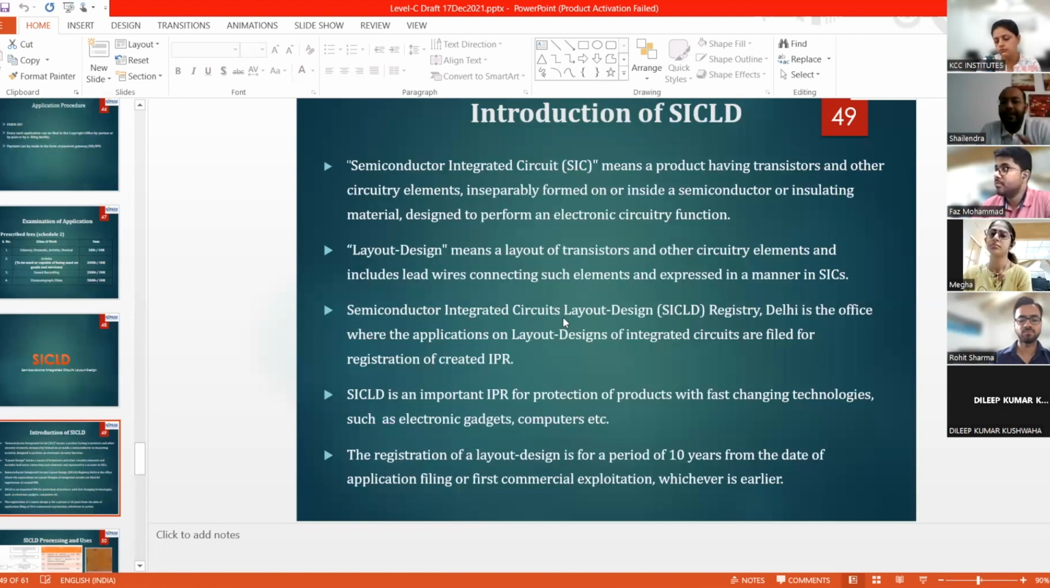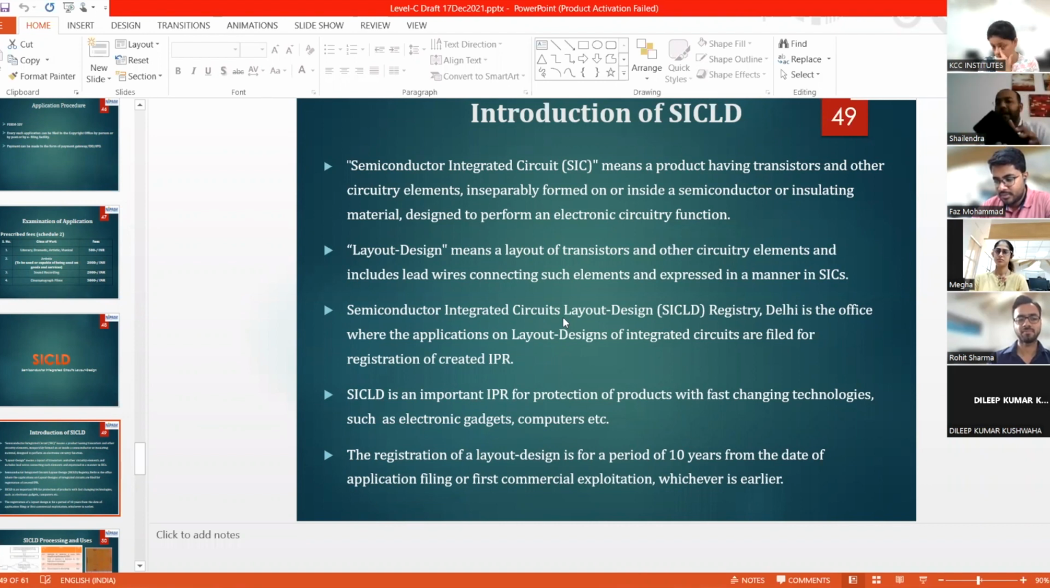When I myself understood SICLD, my first question to myself and other people was: why has it not been added to the patents, and what is the actual differentiation between patents and SICLD? So the answer is that SICLD is not the protection over the technology. It is the protection over the layout, meaning how you have configured or put together different elements of the electronic circuit in a particular device.